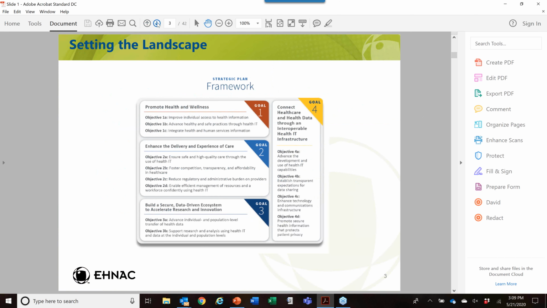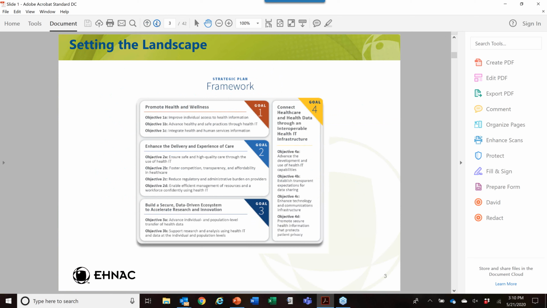Okay, next slide, David. What I'm going to try to do as far as setting the landscape here is to talk to you first about this slide, which gives you the framework of the 2020 to 2025 Federal Health IT Strategic Plan, which the U.S. Department of Health and Human Services came out with back in January. This talks about the various key aspects of what they want to include in this plan, which includes everything from promoting health and wellness to enhancing delivery and experience of care, building and securing a data-driven ecosystem to accelerate research and innovation.